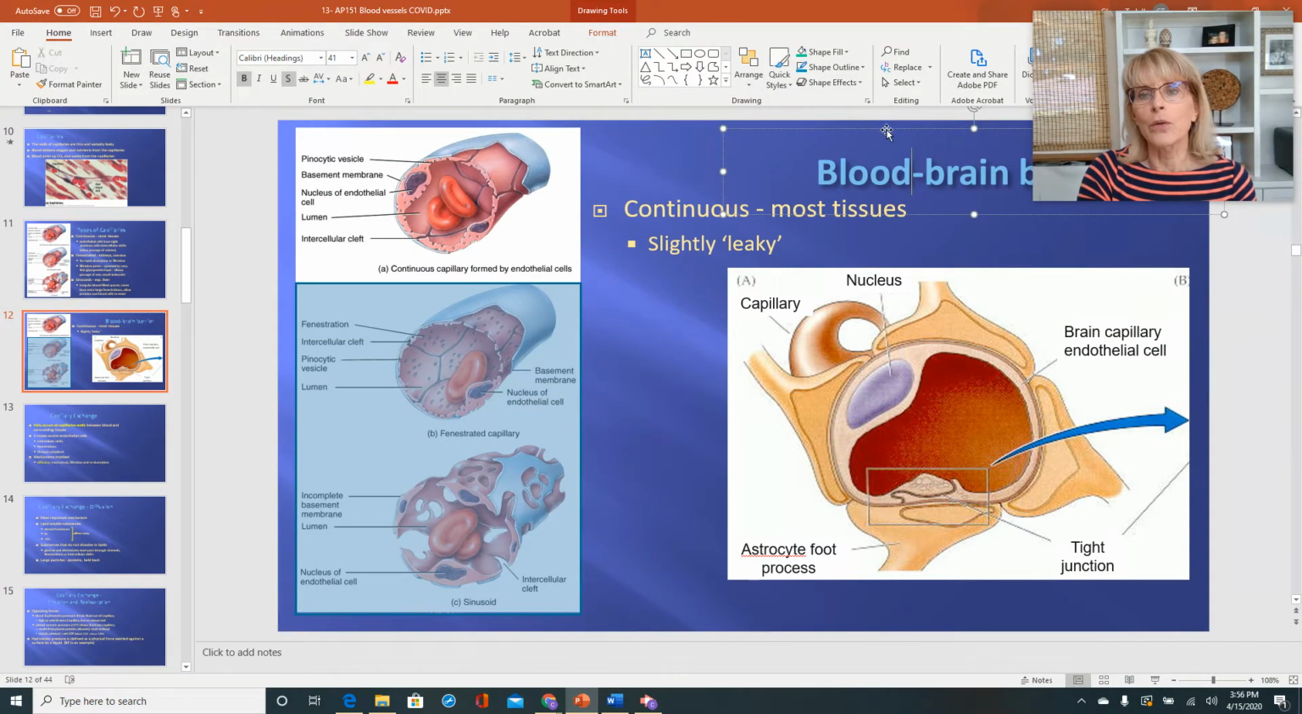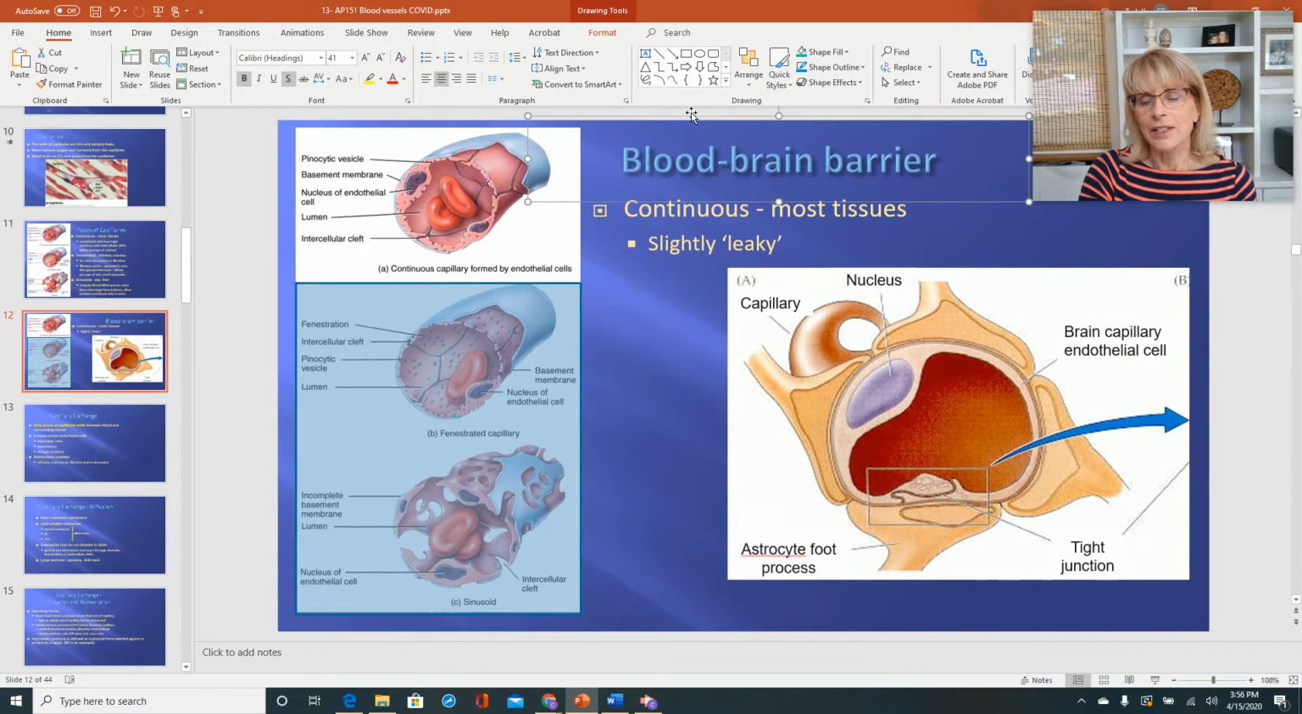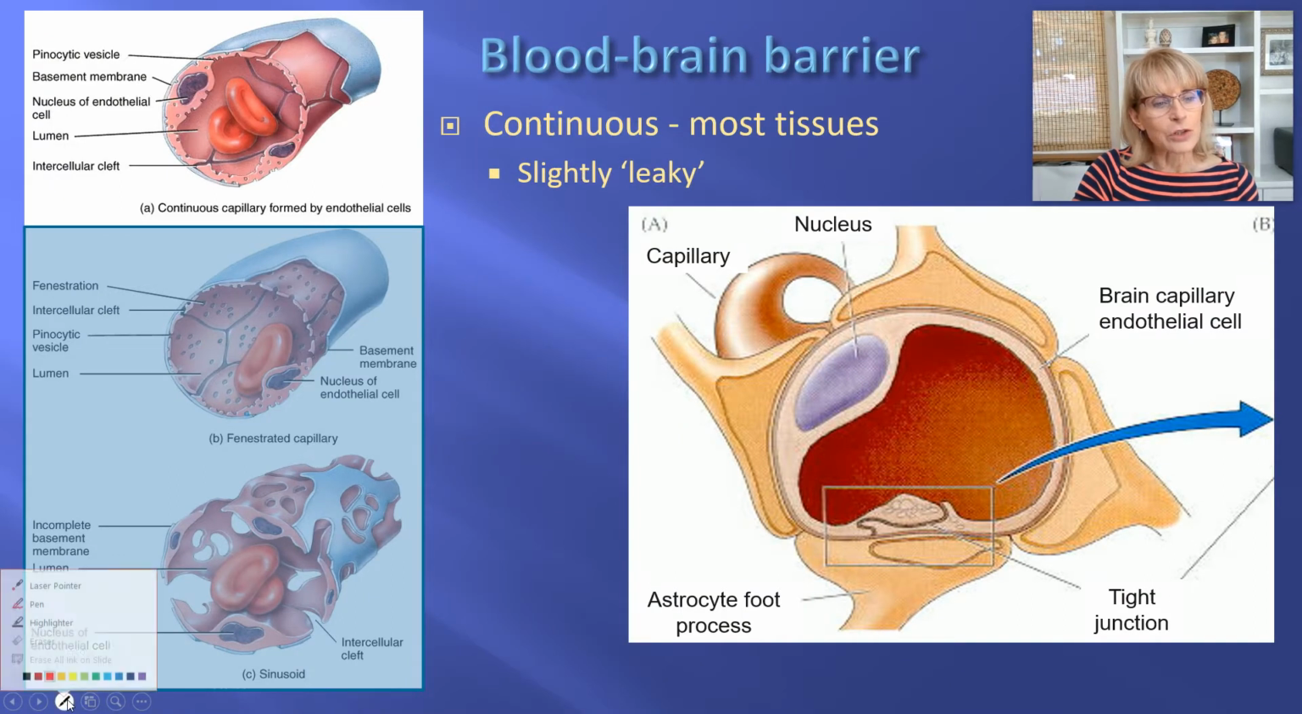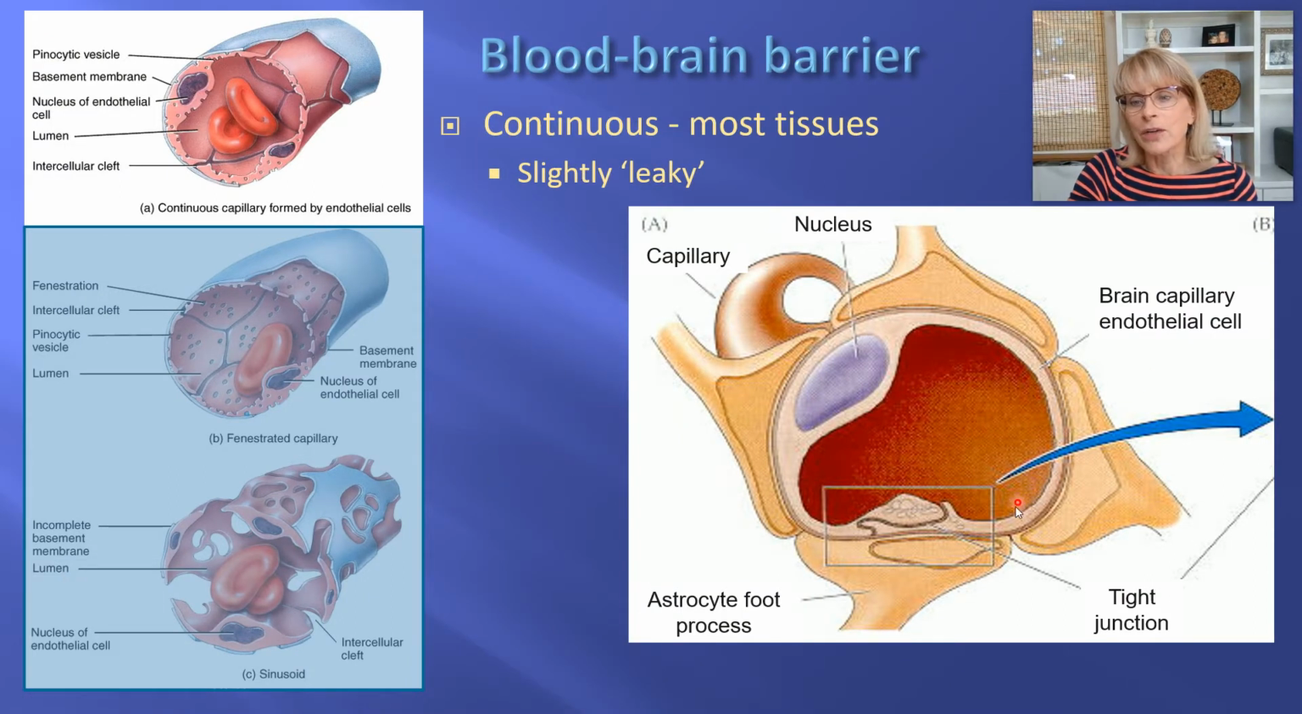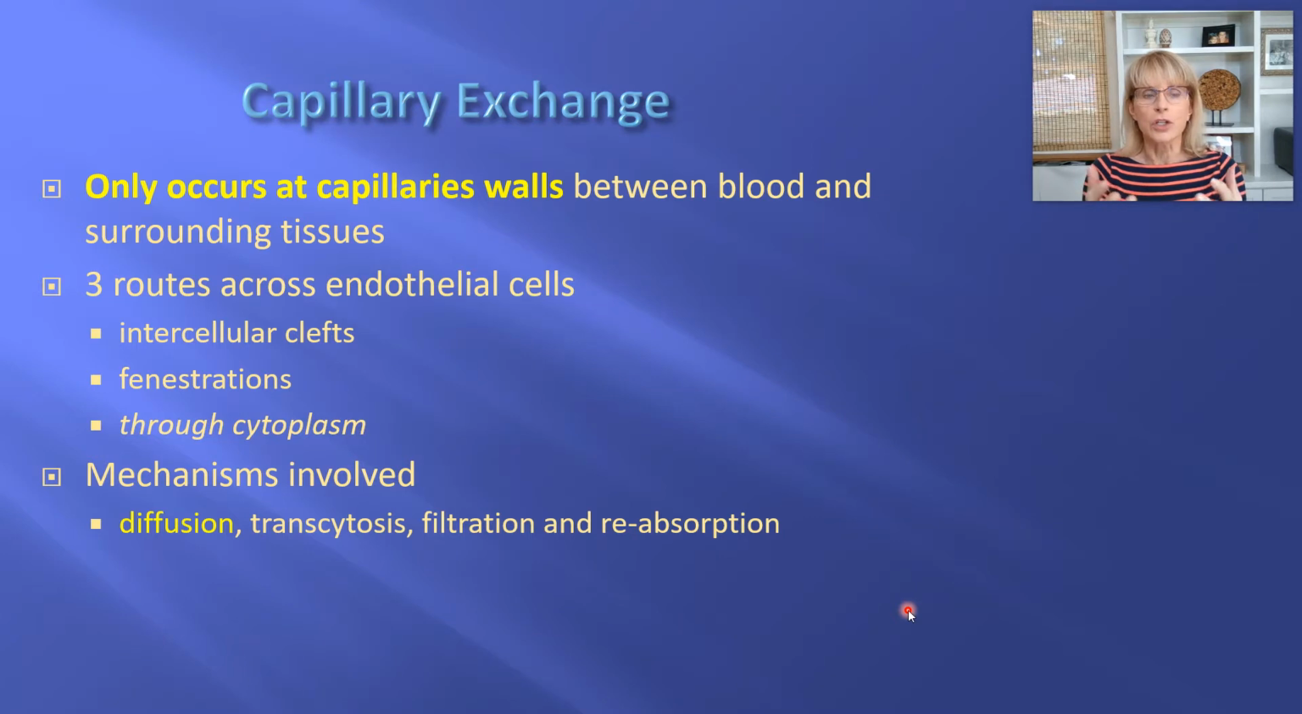Over here on the lower right, you can see that this is a continuous capillary that has an extra layer of cells that are covering these different leaky points inside of capillaries that are in the brain. So it is a continuous capillary, but these foot processes of the astrocytes are covering the areas that would be leaking. And so the blood-brain barrier, those capillaries leak less than a typical capillary. But let's talk about how capillaries are actually designed to leak.